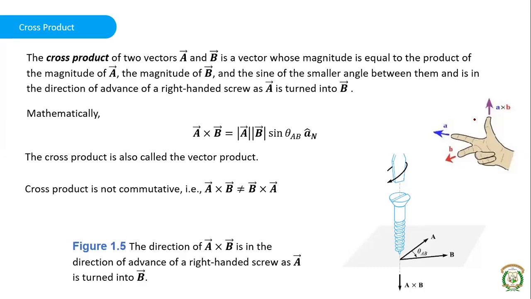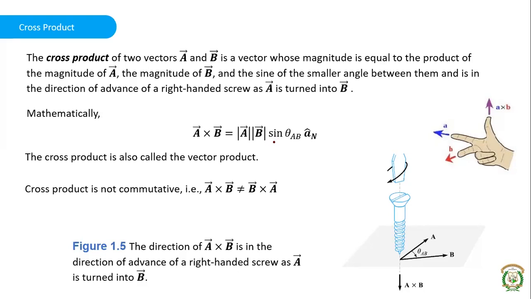As we have seen, the dot product was commutative. That is, the order of A and B did not matter when you wrote the expression. But the cross product is not commutative. That means A cross B is not equal to B cross A. One reason is that it is a sine function. Sine is not an even function, it is an odd function, right? In the dot product, we had cos.